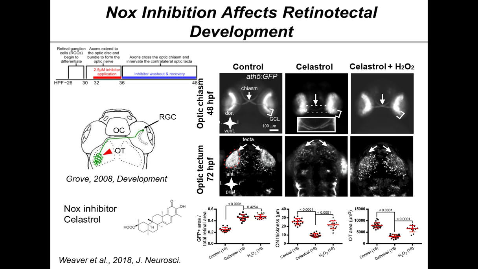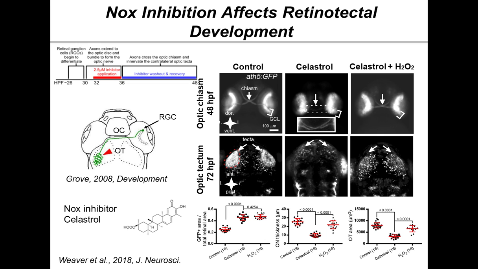In the upper image, you see the eyes, frontal view, the two eyes, and this is a line that expresses GFP in retinal ganglion cells under the Atoh7 promoter. This is at 48 hours post-fertilization. So this is normal. You can see the optic chiasm labeled there. And the lower image shows 1 day later the innervation of the optic tectum by these axons. The tecta are labeled on both sides of the brain.